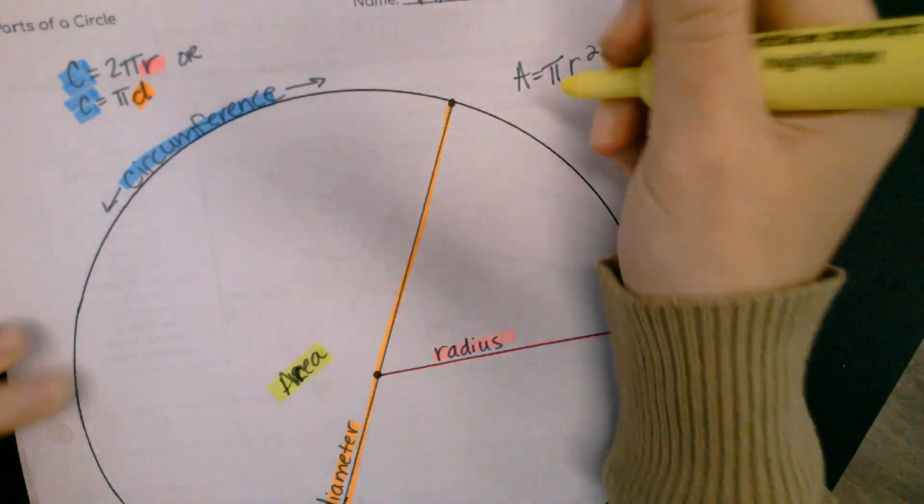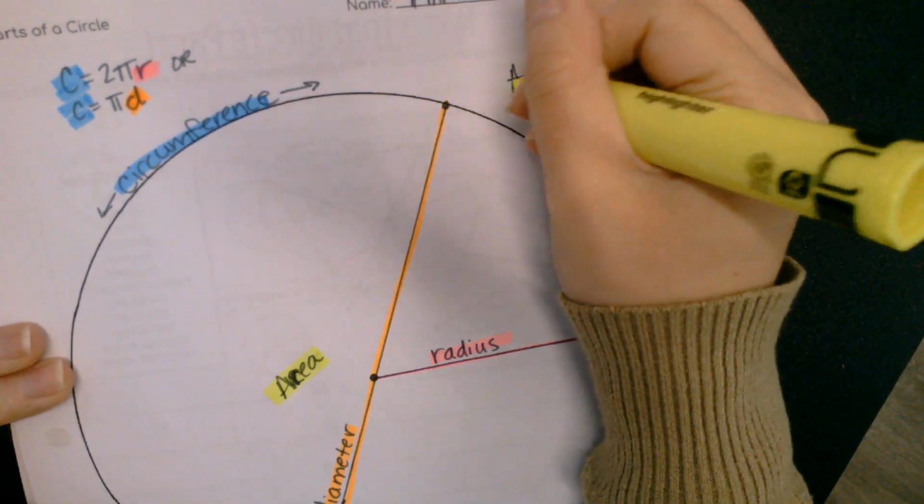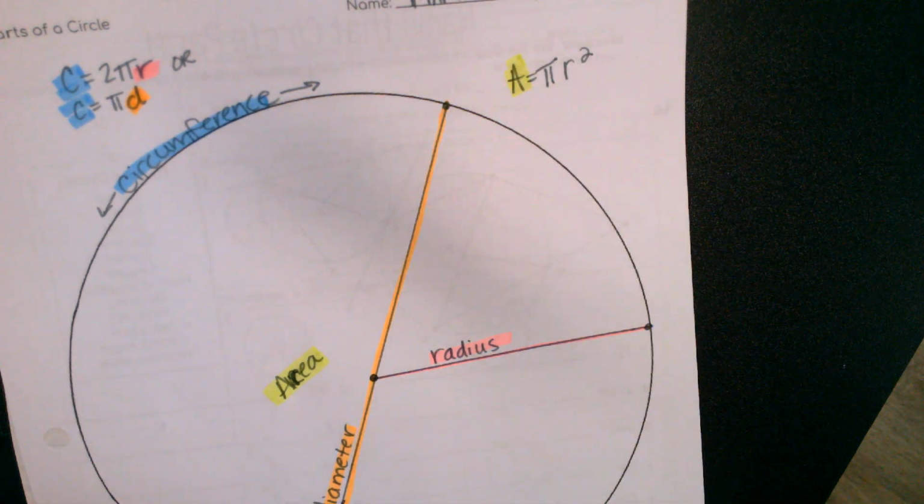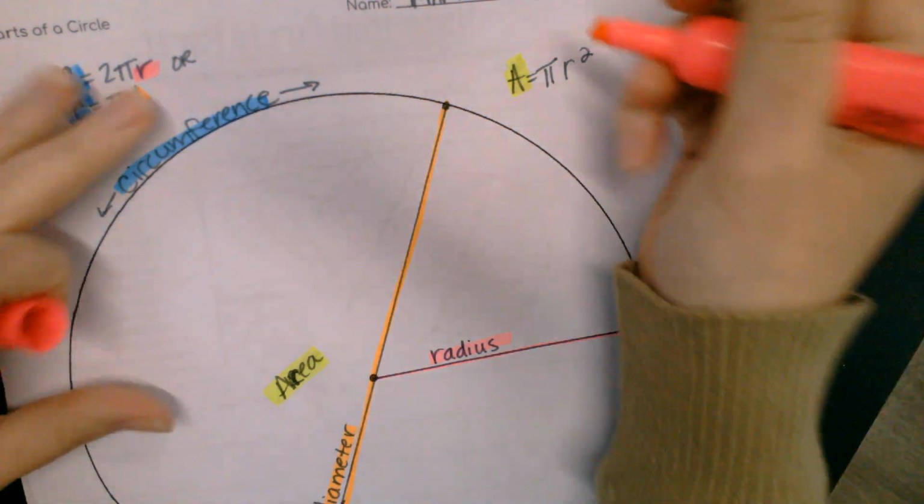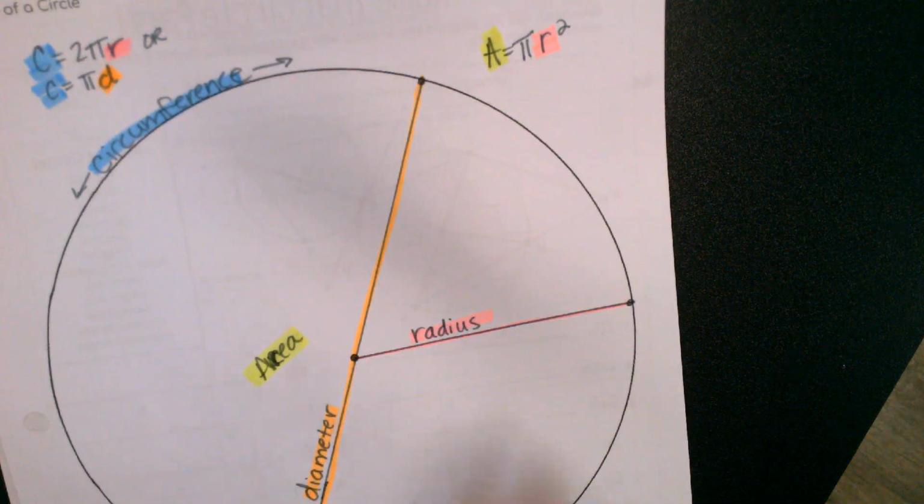Pi r squared. I have a joke for that. You want to hear it? Okay. My joke is, what's the formula for the area of a circle? You guys tell me it. Okay, let's try this again. Hey guys, what's the formula for the area of a circle?